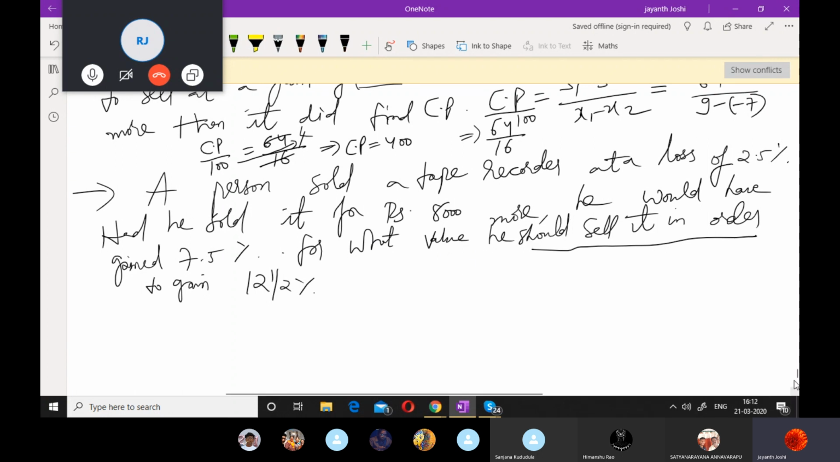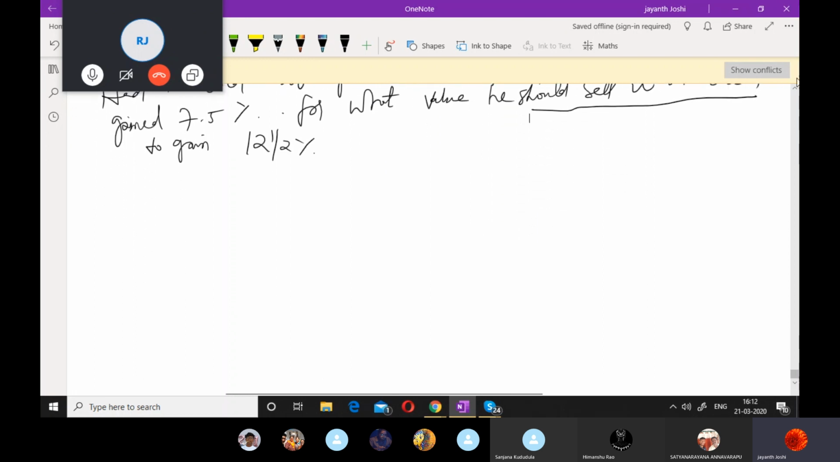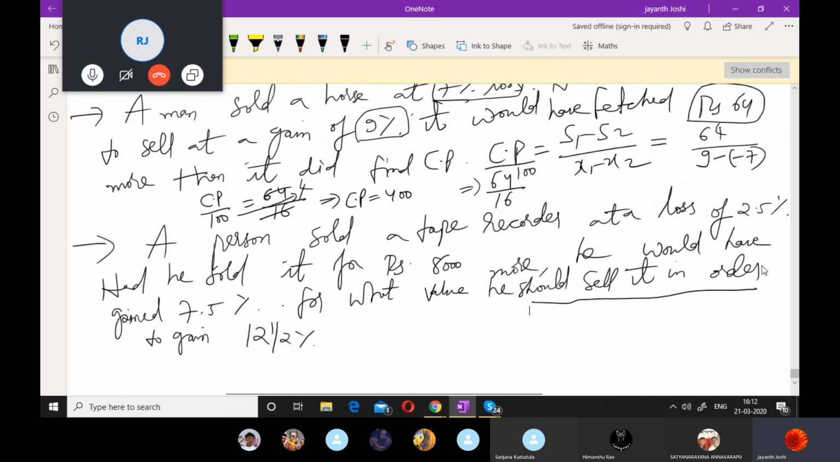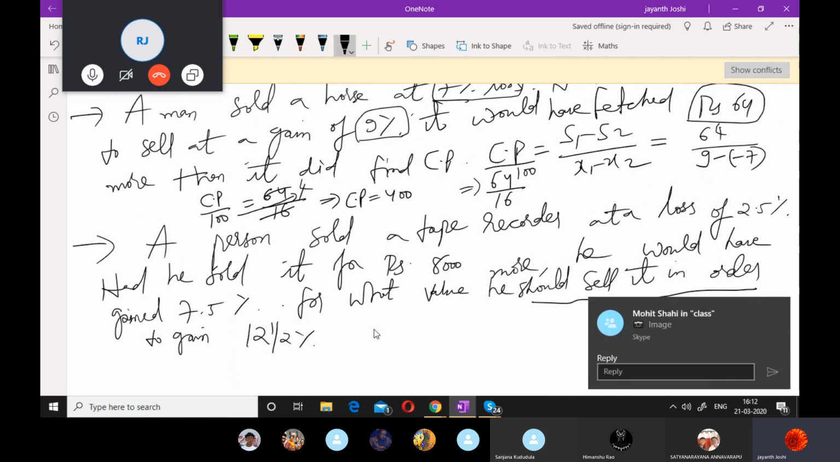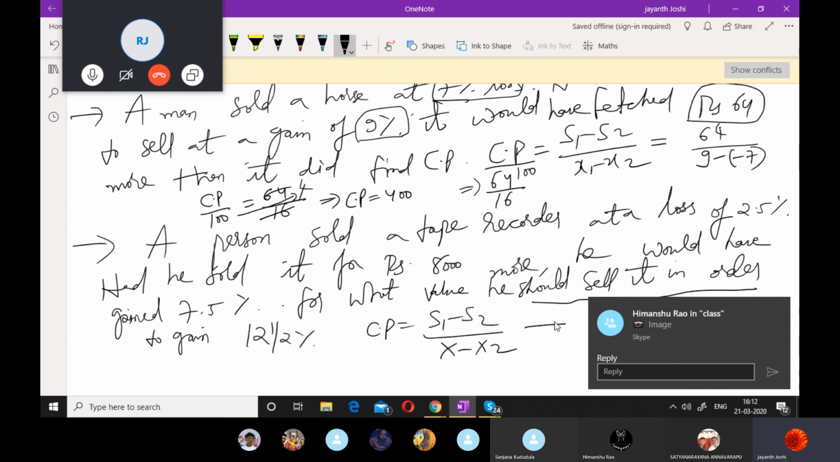Come on. Let's wind up the chapter with last two questions. All of you have taken the screenshot now. Please take it. If you have not taken, this is a homework question. And the hint is, you need to apply the same formula. CP is equal to (S1 minus S2) by (X1 minus X2). With this formula, you will be getting the cost price.